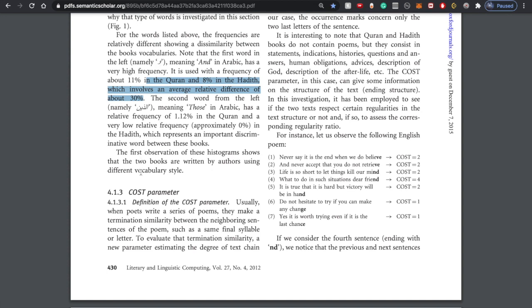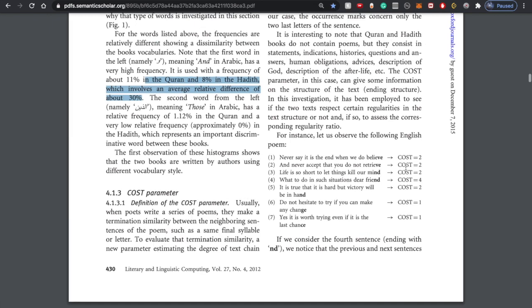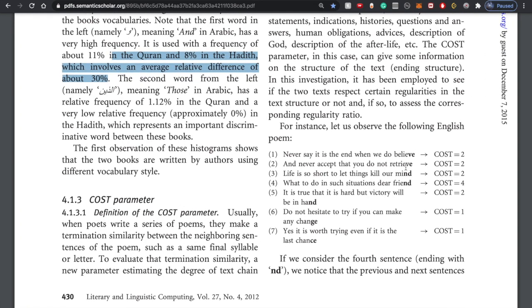The next study is the cost parameter. So basically, cost parameter is looking at the endings. In this study, they were looking at the endings and basically how similar they are when we're looking at sentences which follow each other or not. So to understand what this is really about, let's look at this example here.